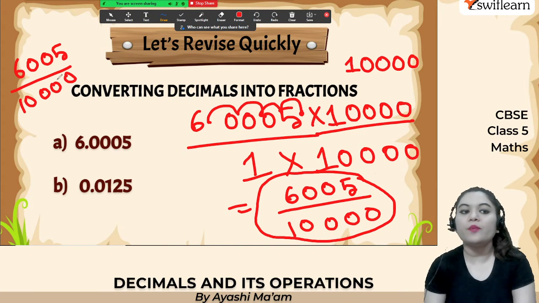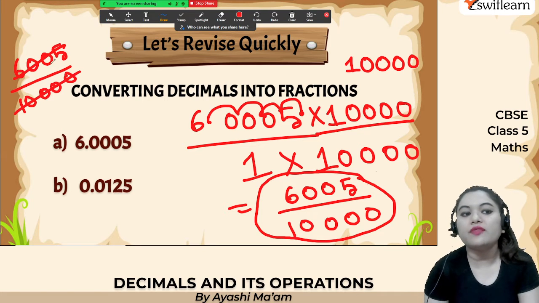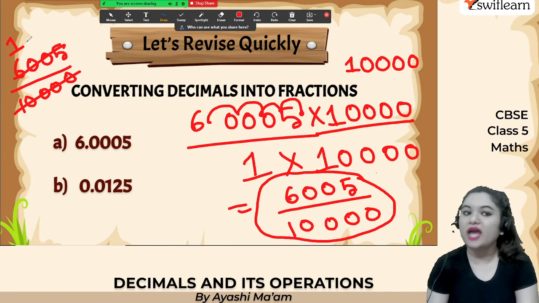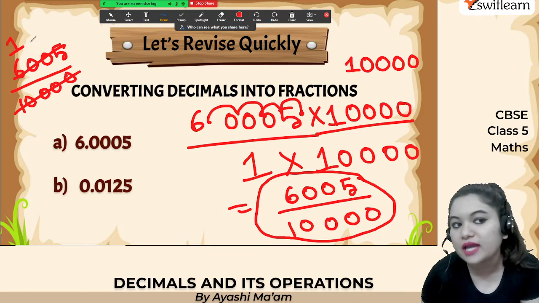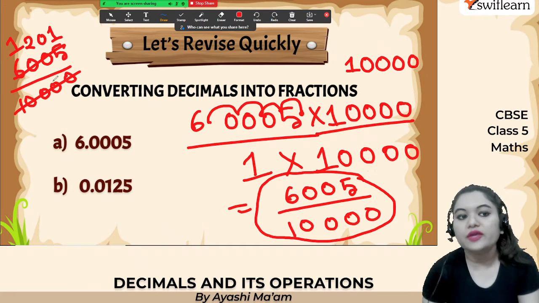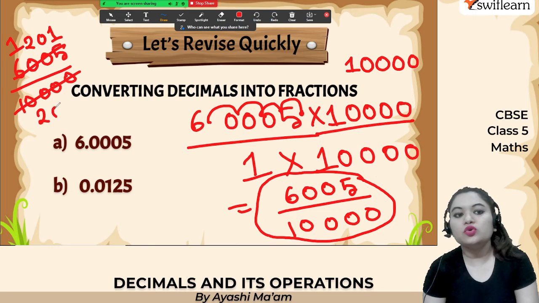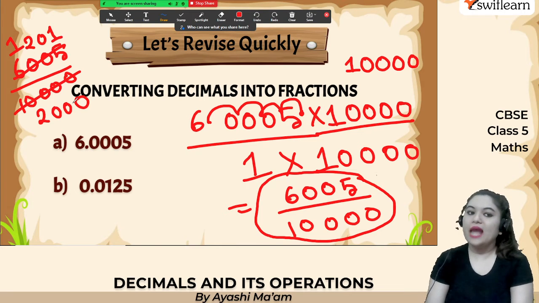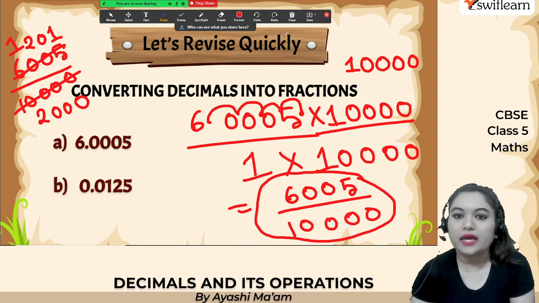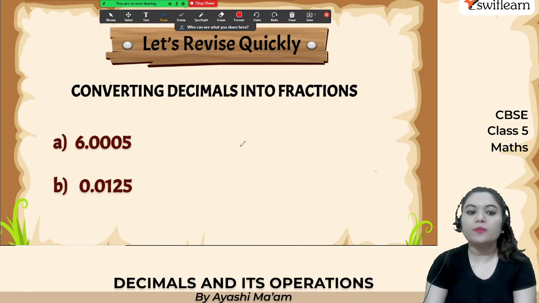So 5 is the number that can divide both the numerator and the denominator. So you can cut it out with 5 like this. 5 ones are 5, then 10, 2, 0, and then 1. And this will be 2000, right? Like that you need to reduce. Okay. Coming to the second problem.